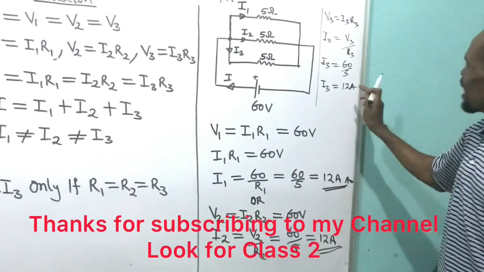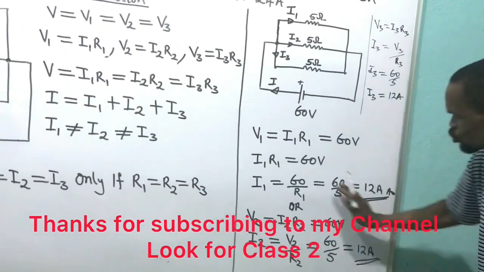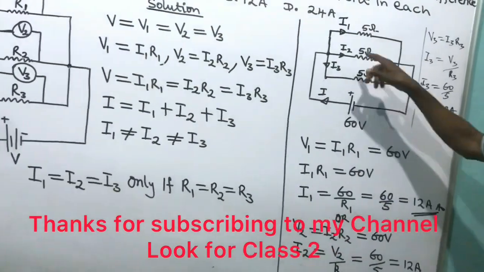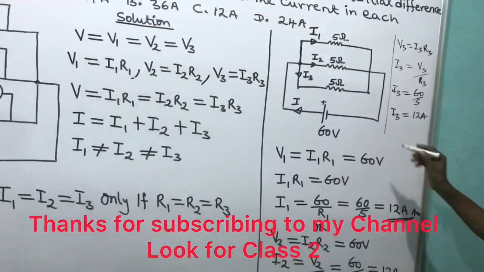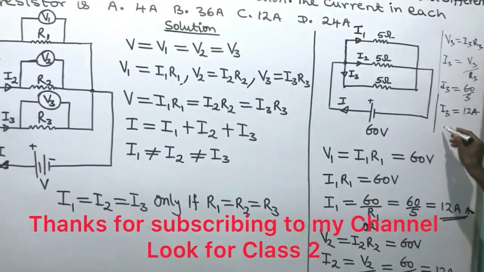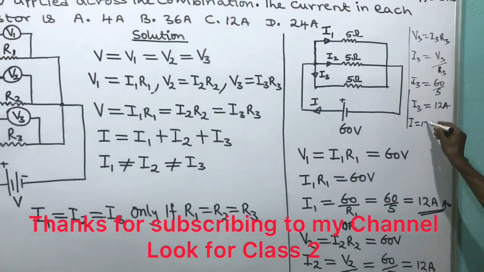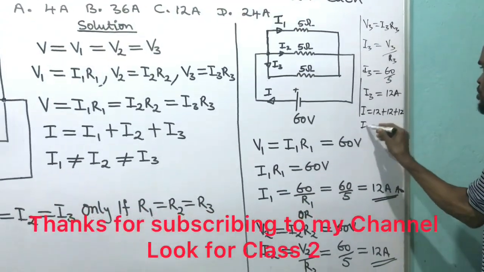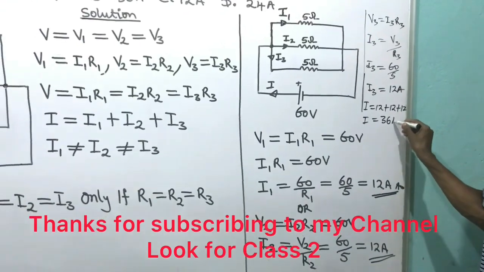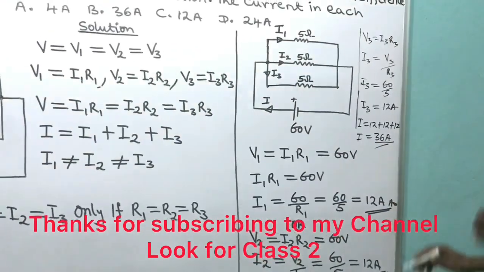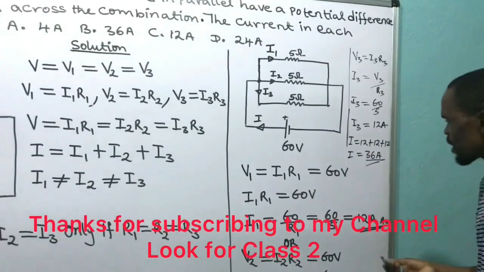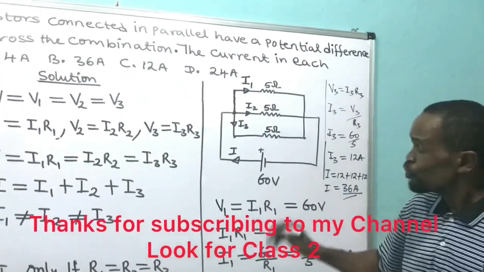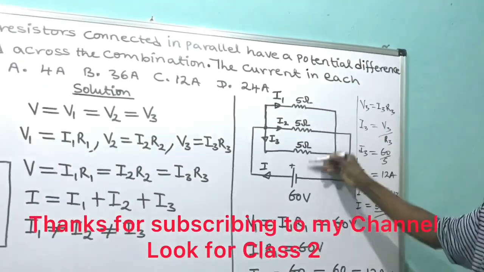And when you add this and this and this, it will give you the total current that is here. Look at it. If I want to add it now, total current equals 12 ampere plus 12 ampere plus 12 ampere, and that will give me 36 ampere. That's the total current. And if I want to confirm whether this total current works here, I can calculate the total resistance.